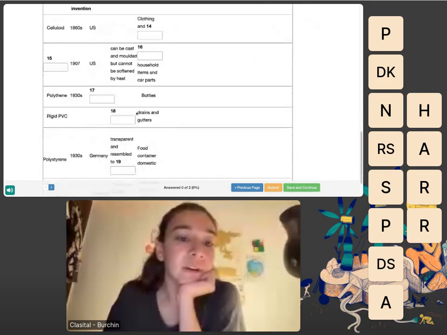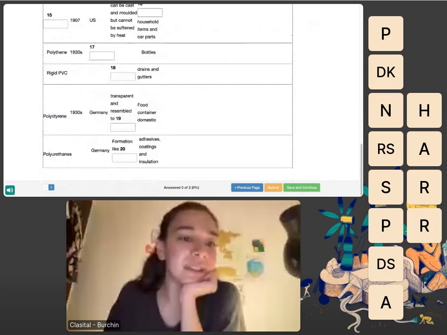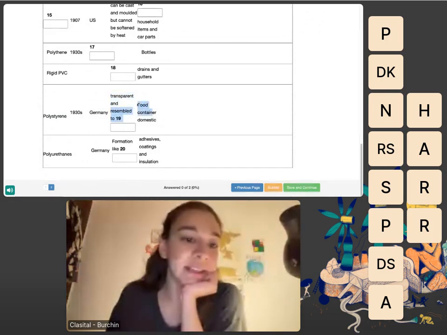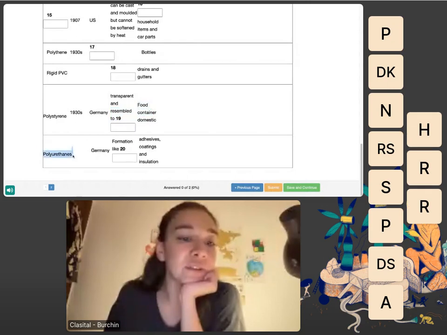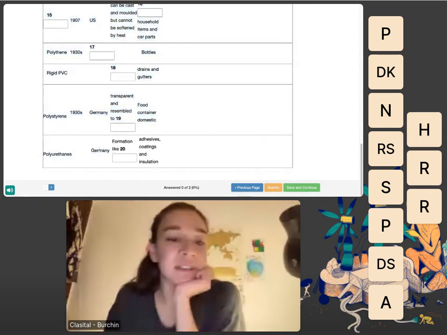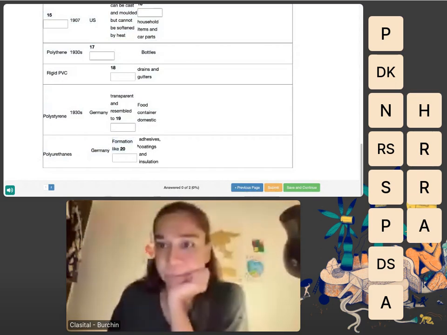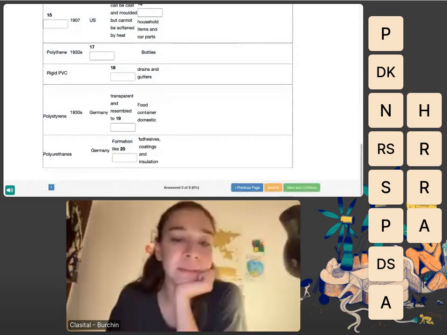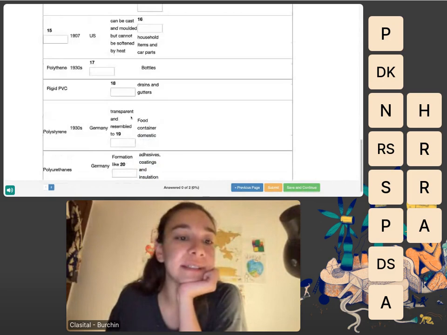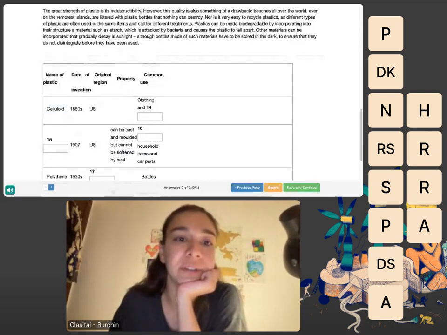Drains and gutters, okay. Then we will look at the polystyrene. It was invented in Germany, transparent, food container and domestic. And lastly, we will look at the polyurethanes, which was invented in Germany, and the common use: adhesives, coating and insulation. Okay, but first we will look at the celluloid and the common use of it.